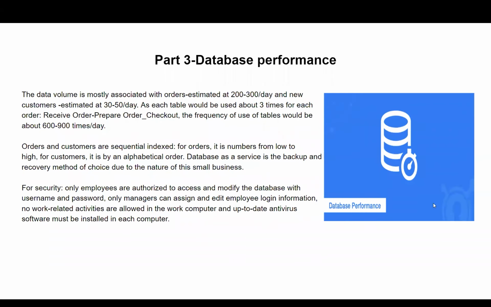Part 3 is about database performance. The data volume is mostly associated with orders, estimated at 200 to 300 per day, and new customers estimated at 30 to 50 per day, as each table would be used about 3 times for each order: receive order, prepare order, checkout. The frequency of use of tables would be about 600 to 900 times per day. Orders and customers are sequentially indexed. For orders, it is numbered from low to high. For customers, it is by alphabetical order.